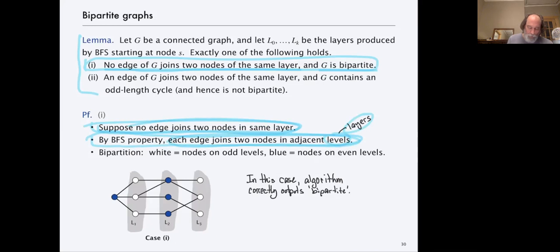Okay, so we color, as we described before, even layers blue, odd layers white. And we know that edges only appear between adjacent layers, and therefore all edges have different colors on their two ends. And in this case, it's easy to see that the algorithm correctly outputs bipartite.